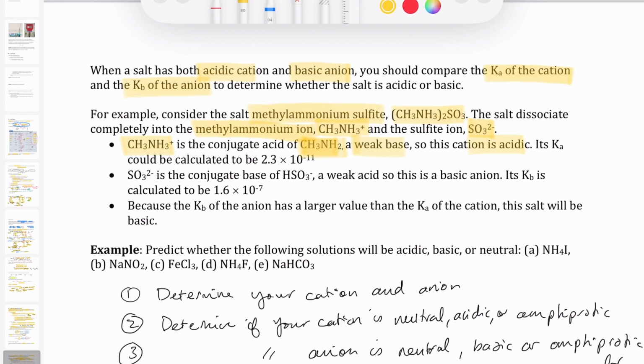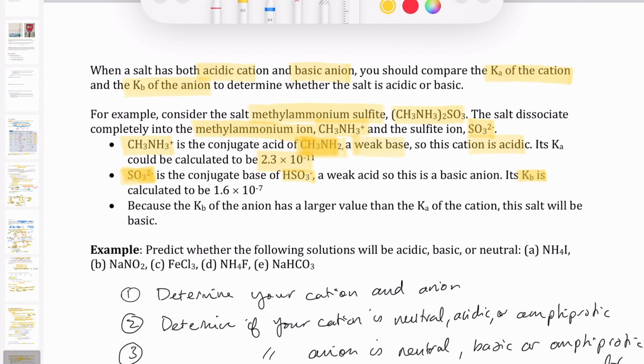So if you know the Kb of methyl amine, you can just use Kw over Kb. But that table that I just showed you with the weak bases, they already calculate the Ka for you. And that's 2.3 times 10 to the minus 11 for the Ka of that conjugate acid. And now sulfite is the conjugate base of a weak acid. The weak acid here being the bisulfite ion, HSO3 minus, or the hydrogen sulfite ion. So therefore, sulfite is a basic anion, which means it has the ability to accept a proton.